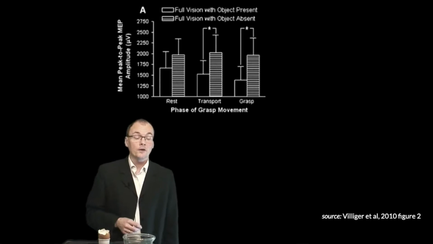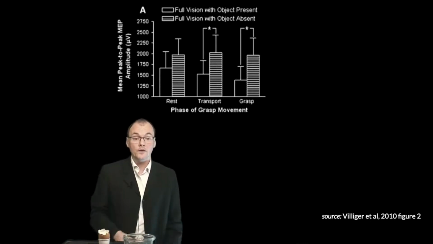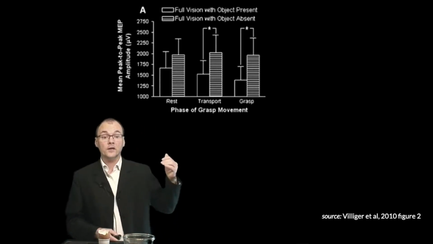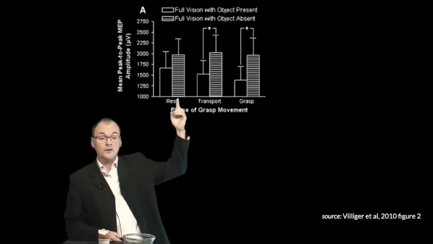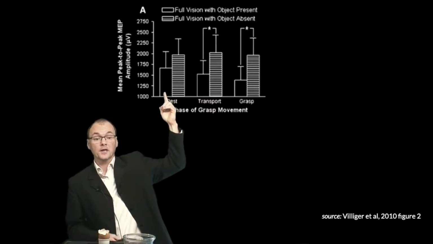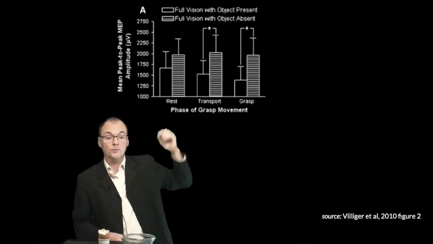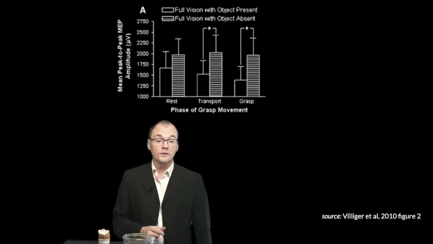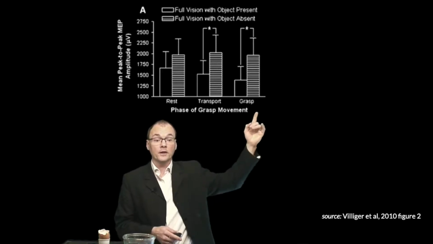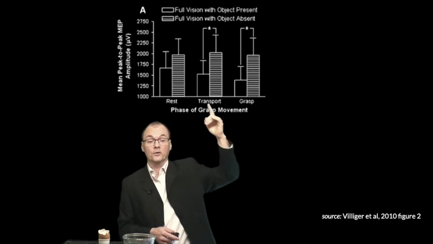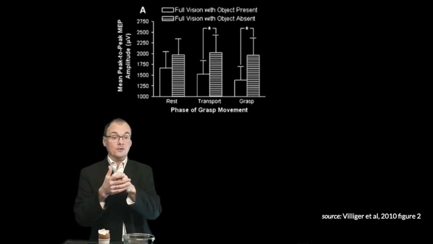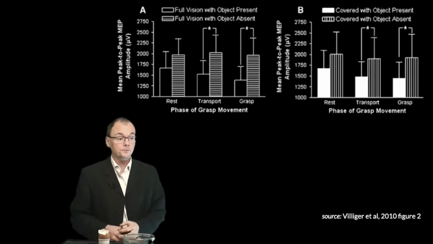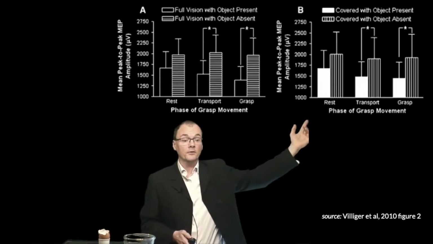And what you can see from the graph here is that we do actually get significantly more motor evoked potential muscle activation in the case where the object is absent than the case where the object is present during all phases, during the transport and grasp phase of the experiment, not during the reach phase. And that's exactly what you want, right? Because that's getting the activation locked to the timing. And the same thing with the other experiment.